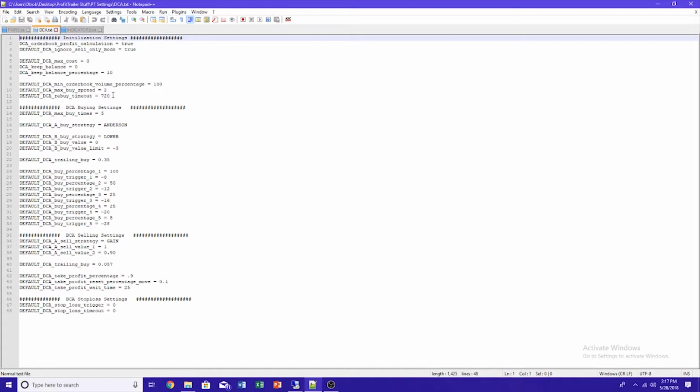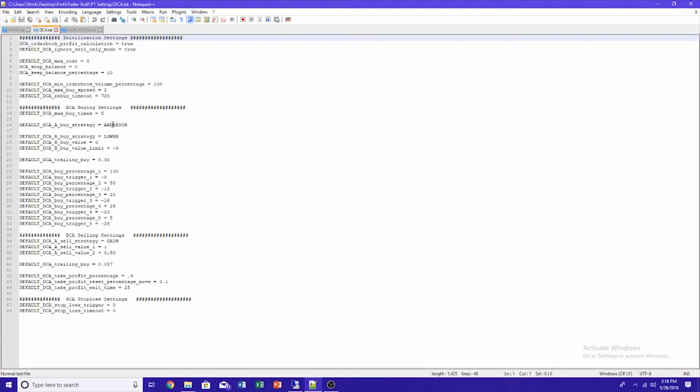Rebuy timeout. I set this to 12 hours. You can set this to 24 or less because if it buys in, I want to see where the coin is going. So I give it about 12 hours to know, is it going up, is it going down? So that's why I have this set to 720 minutes.